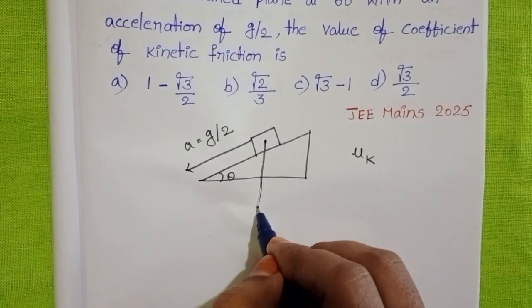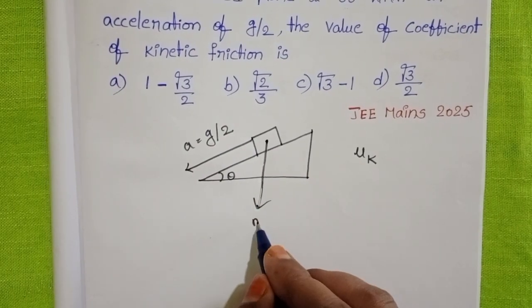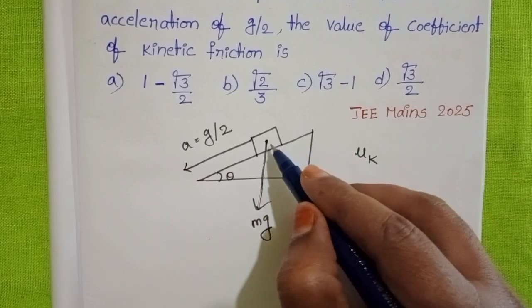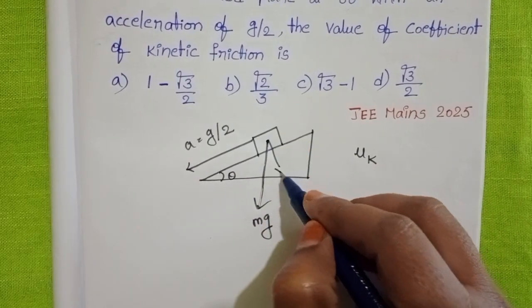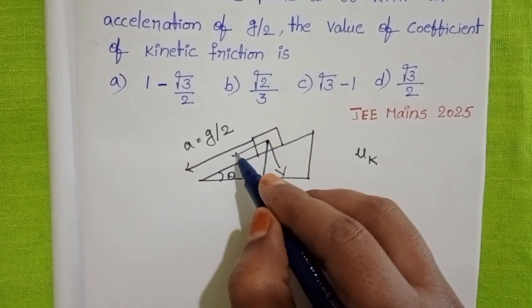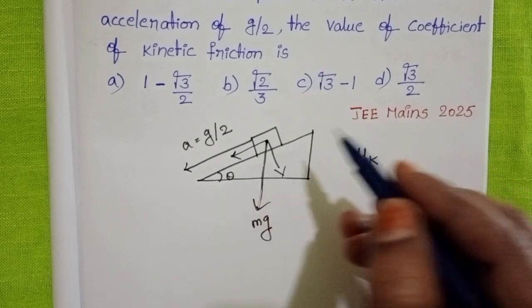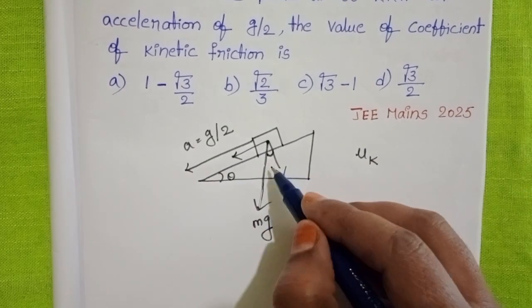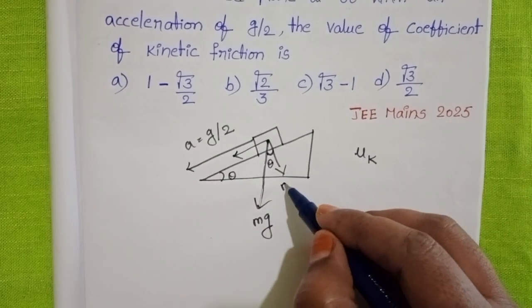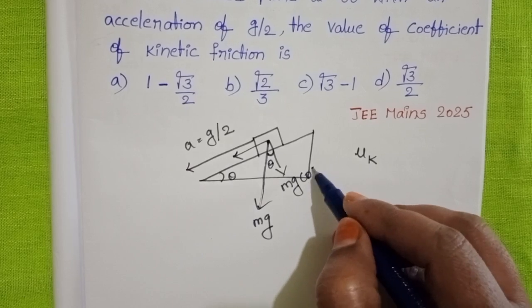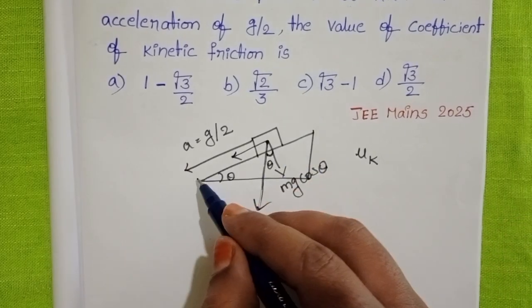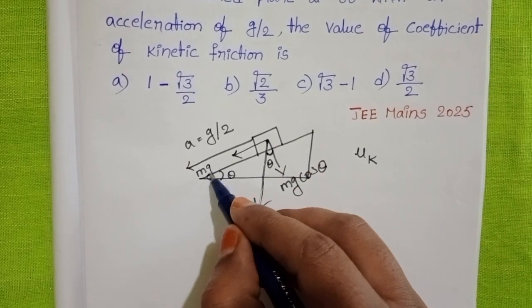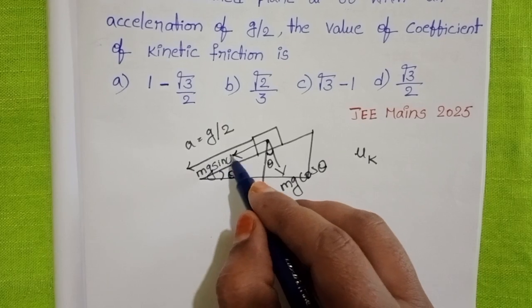Weight is always acting in the vertically downward direction, mg. Here this weight is resolved into two components. Here the angle is theta, so here also the angle is theta. This component is mg cos theta. And along the inclined plane in the downward direction, the component is mg sin theta.